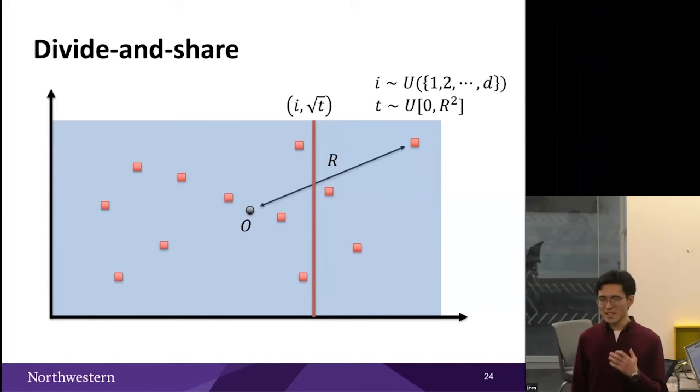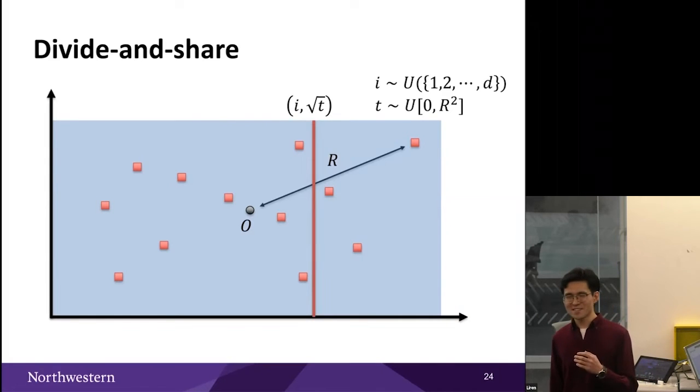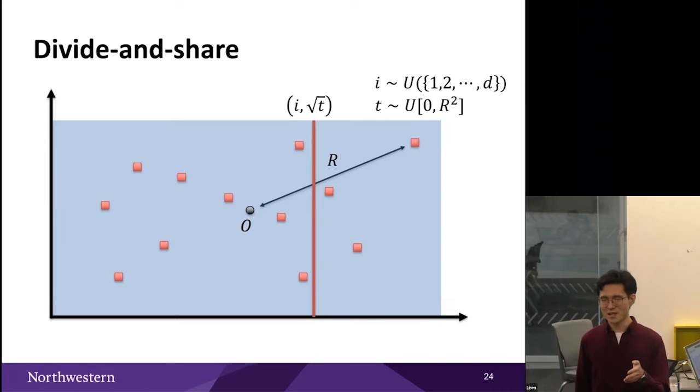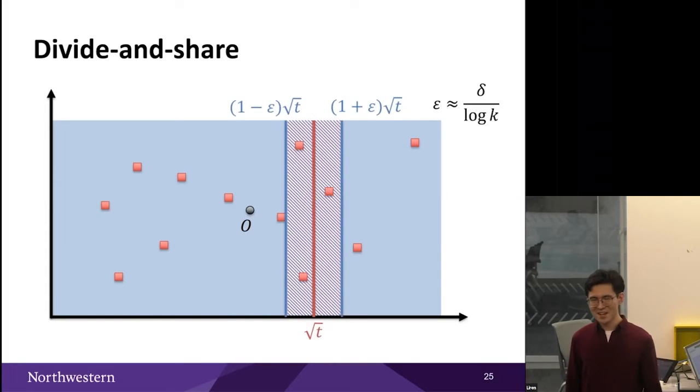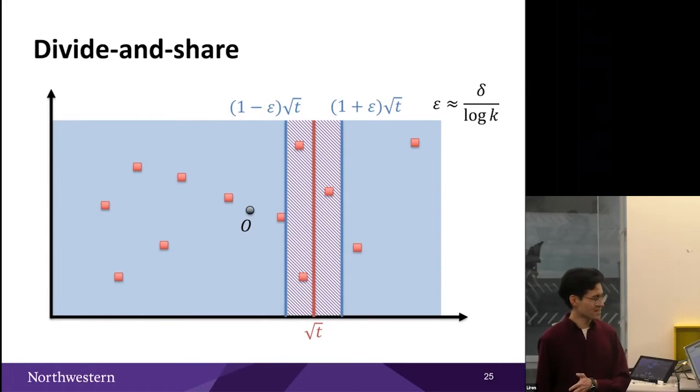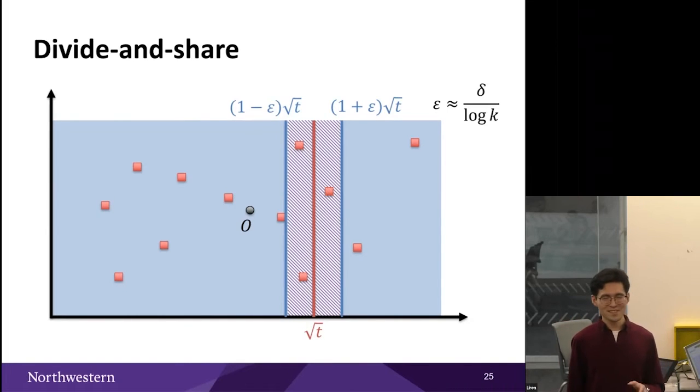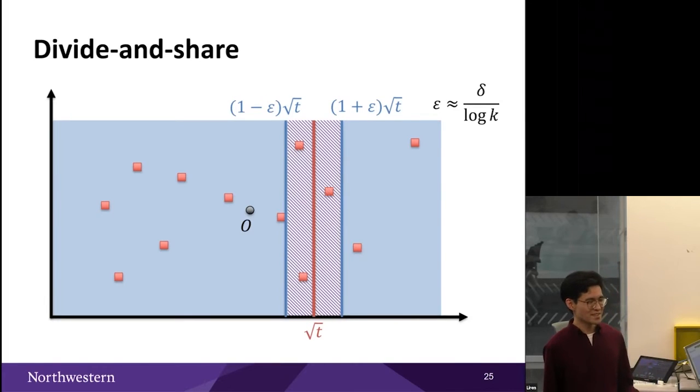Okay, so for the data points, a data point x will be assigned to either the left region or the right region according to this threshold cut i, square root of t. However, the centers in the shaded stripe here will be shared by both left and right regions. Outside of these shaded stripes, those centers will be assigned only to the right region if they fall in the right region, and assigned to the left region if they fall in the left region.